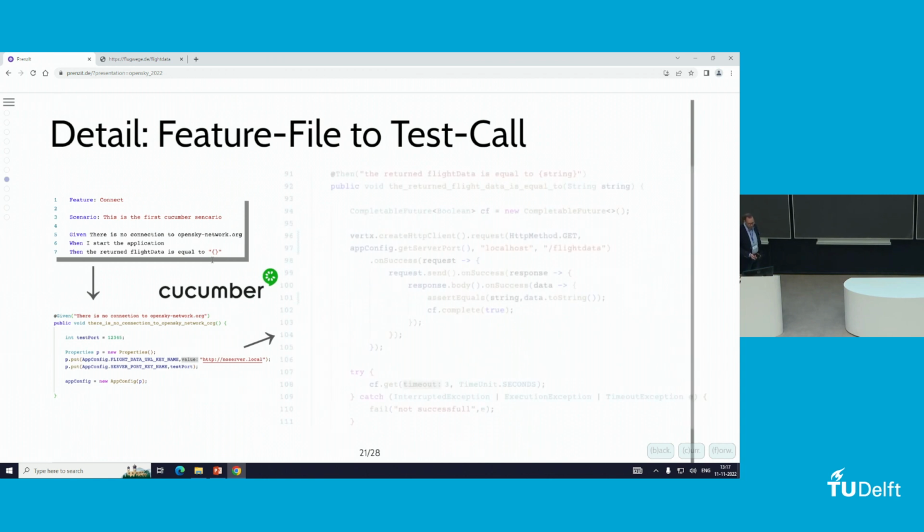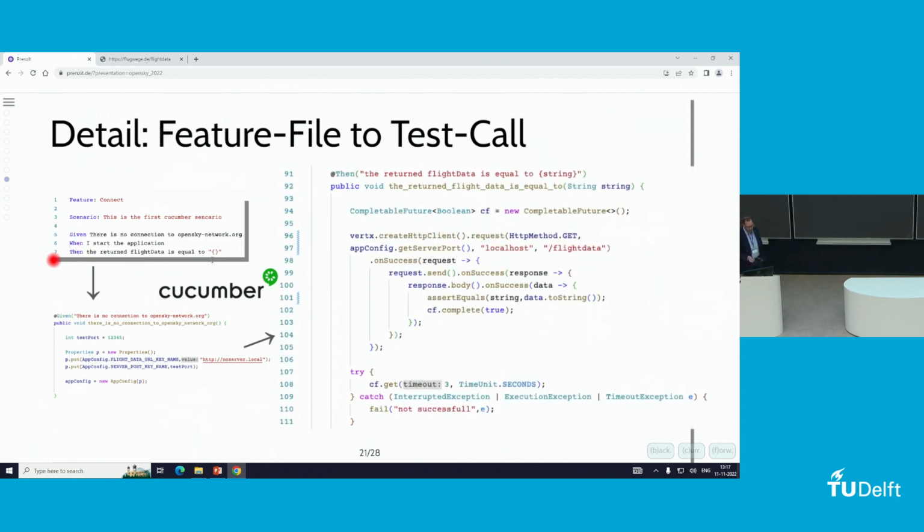And the same thing happens for the then part. So you have the then part: then the returned flight data is equal to, and this translates into this test script. And you see, okay, this looks a little bit more complicated than this, but this is easily understandable by people just writing down a test, and this is understandable by people doing programming stuff. So this is the request I do, and then the assertion that the string is actually equal is right down here. Assert equals: the string is data, is equal to the string that I supply and that I get. Okay, so this is how Cucumber works in detail, and that's something that my students need to understand, how to build such step definitions.